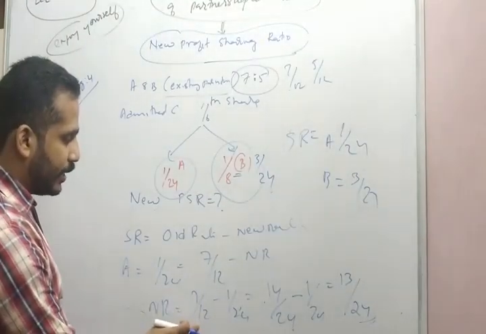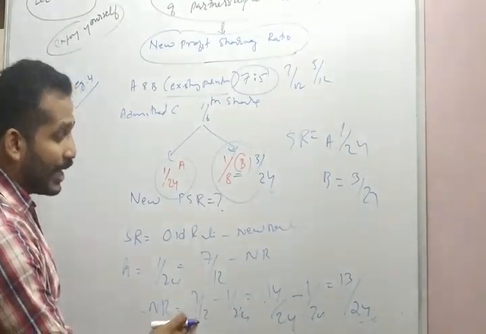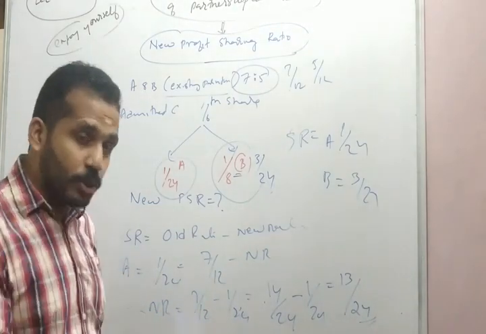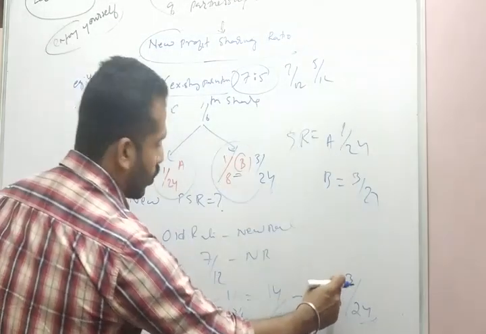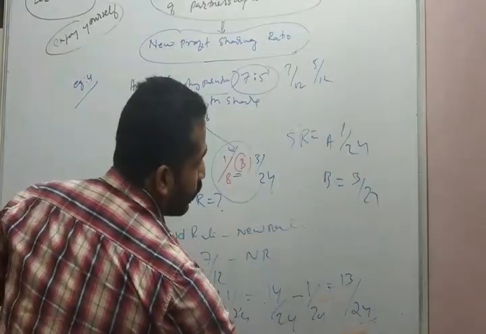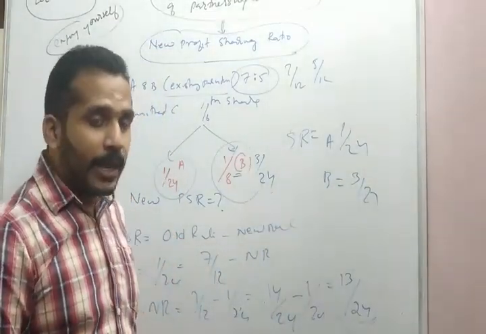7 by 12 is multiplied by 2, because 12 can be converted into 24 using 2. So 7 into 2, 12 into 2. So 14 by 24. So A's share in the future profits is 13 by 24.